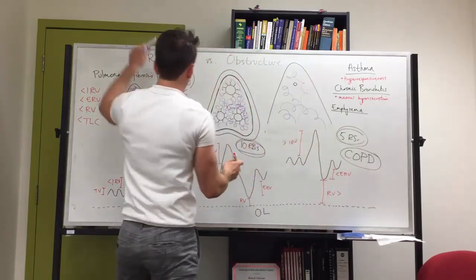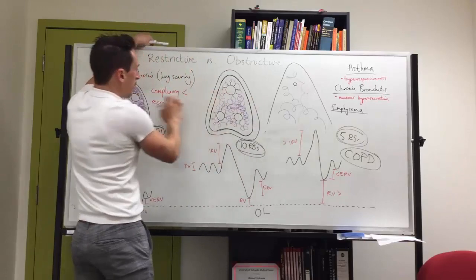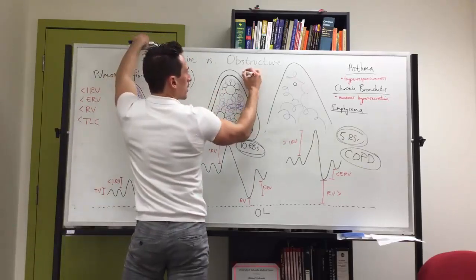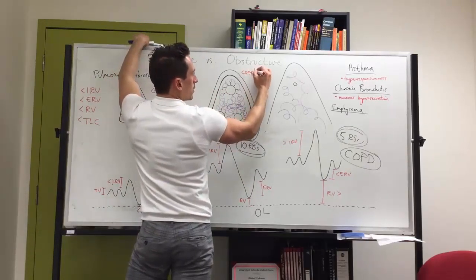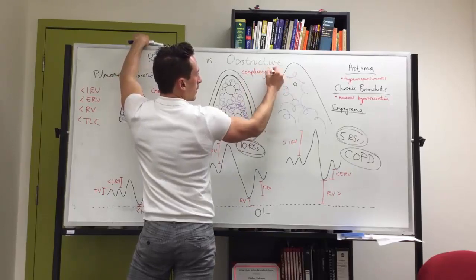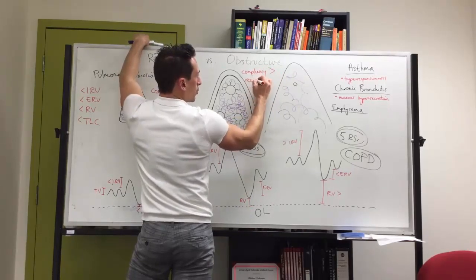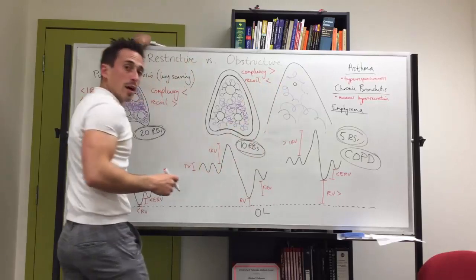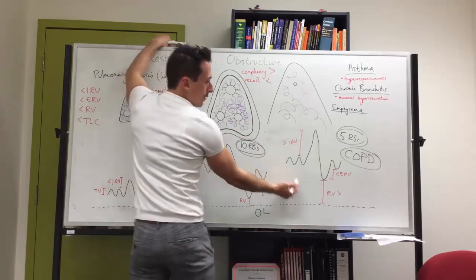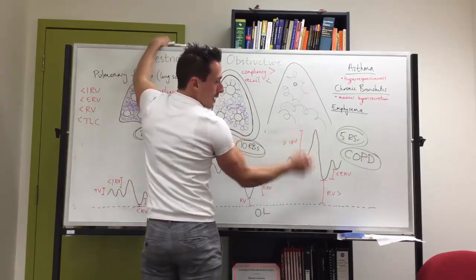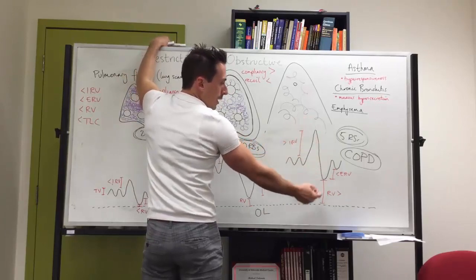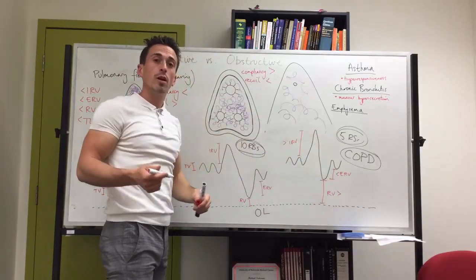Increased total lung capacity. So comparing compliancy and recall, might as well write it down. The compliancy for an obstructive disease is greater. The recall is reduced. Okay? And again, you have increased total lung capacity, increased inspiratory reserve volume, increased residual volume for somebody with an obstructive disease.